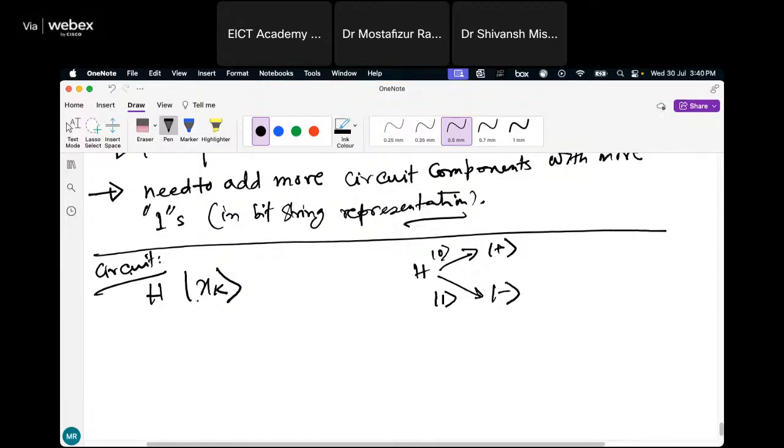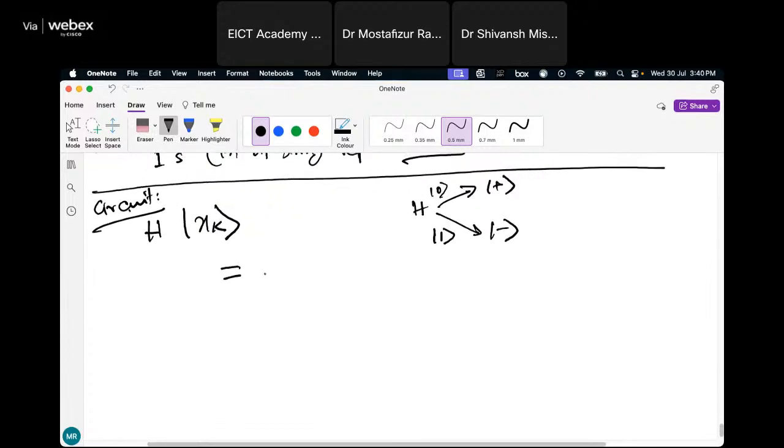But if you apply Hadamard on some arbitrary state x, what will happen? The generic representation of any general state is ket 0 plus e to the power 2 pi i xk by 2 ket 1, divided by square root 2.